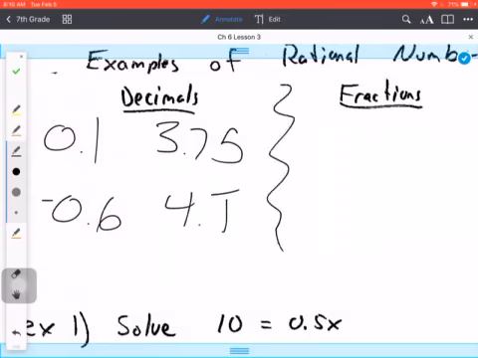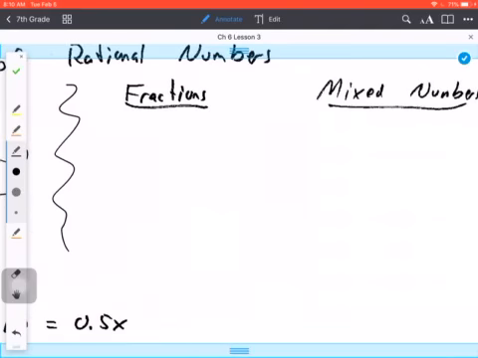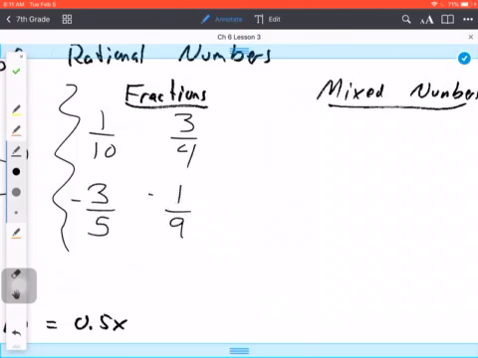Now, as far as fractions go, we can do 1/10, we can do 3/4, we have 3/5 we could do, make it negative maybe even, negative 1/9. Those are good examples of fractions where we have a number in the numerator and one in the denominator.